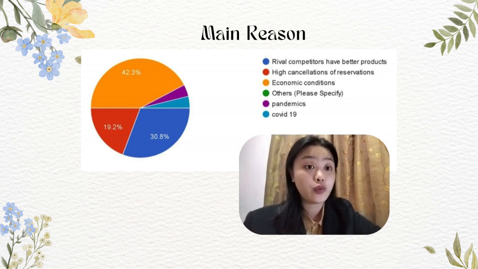So the result here, we can see the majority is the orange color one for 42.3 percentage. It indicates it's because of the economic conditions. And then the second one goes to rival competitors have better products with over 30.8 percentage. And the third will be high cancellation of reservations. Now let's move on to question number 12.